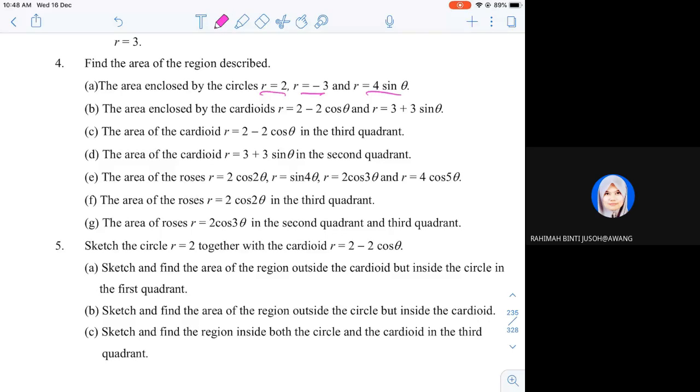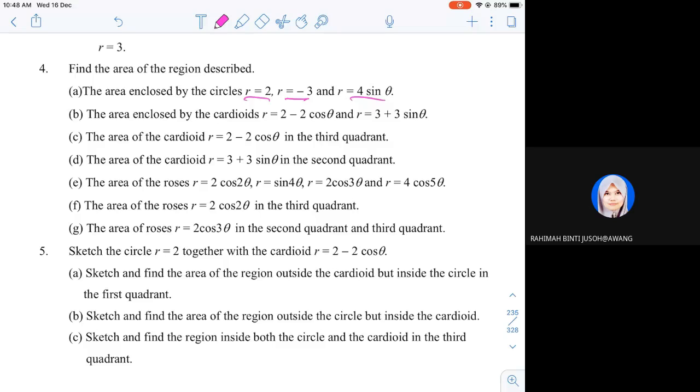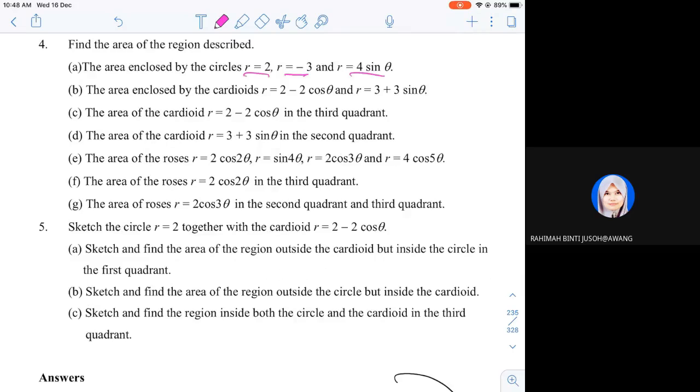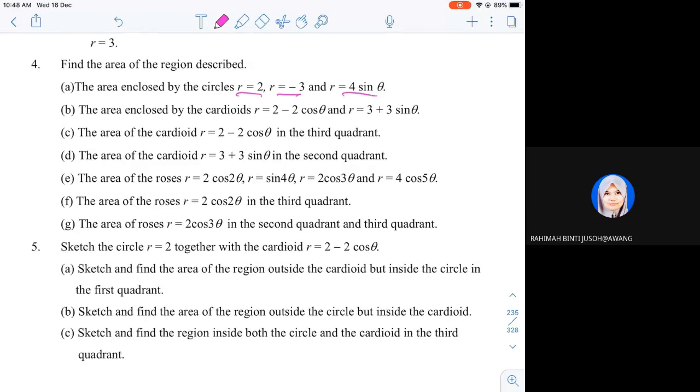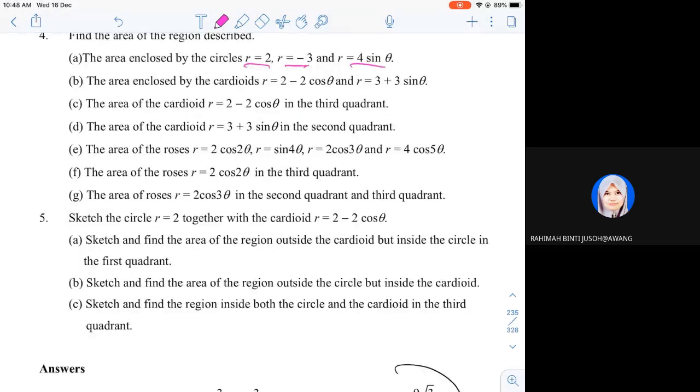Okay, what else? Which question do you want to do next, guys? Tell me which question. I believe some of you already did this question. So which one do you find difficult and cannot answer? Let's take a look at question number 5. Question number 4 is quite straightforward, it is one by one. So for quadrants, this is the first quadrant, second quadrant, third quadrant and fourth quadrant. So you have to look at which one the question wants.